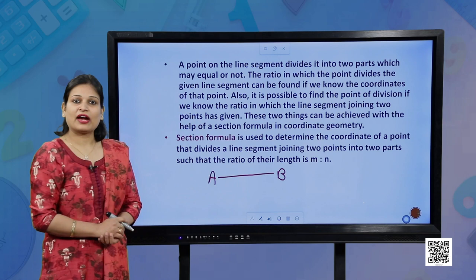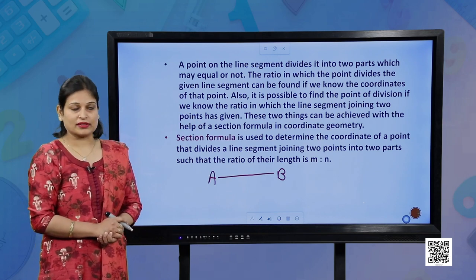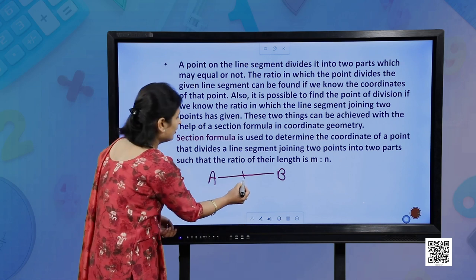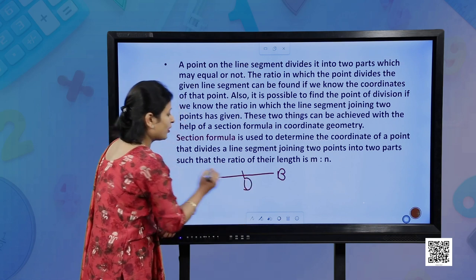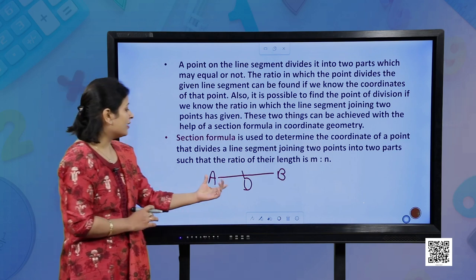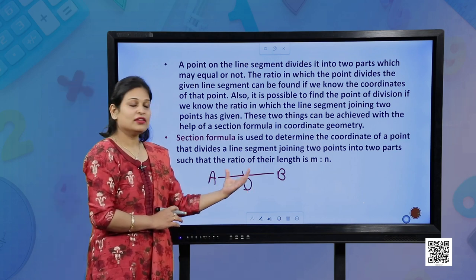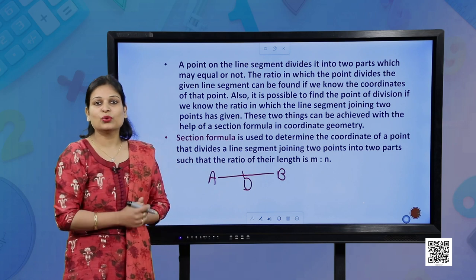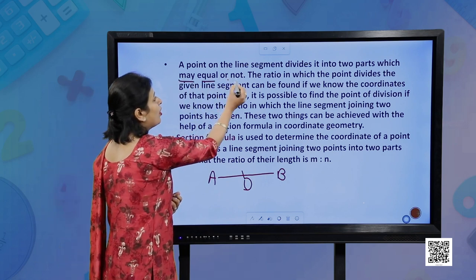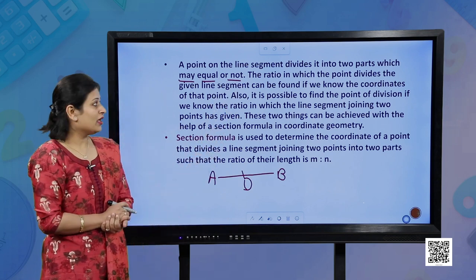and I need to divide this line segment into two parts. So, I can take a point here, this can be a point D. It is not necessary that the point D will divide the line segment AB into two equal parts. They may be equal or they may not be equal.